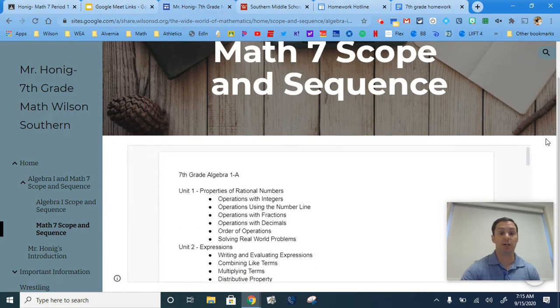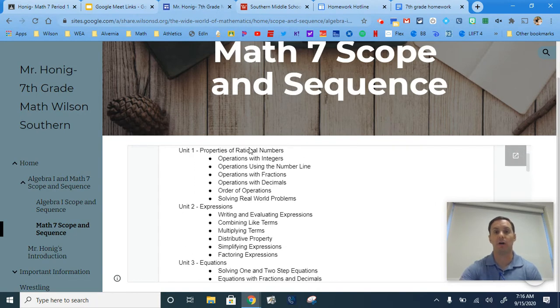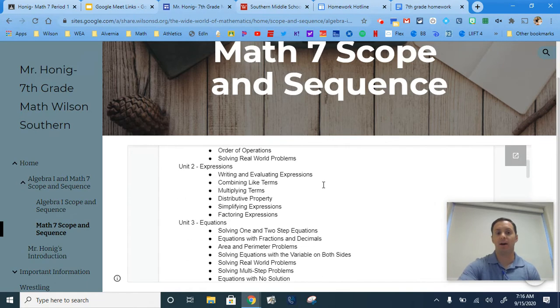So we have two different sections here. We have a section 1, which is essentially 7th grade math, sometimes referred to as Algebra 1A, or I refer to it as 7th grade math. So here's our scope and sequence for 7th grade math. They're currently working on properties of rational numbers. That's just add, subtract, multiply, divide, any type of number that they see.